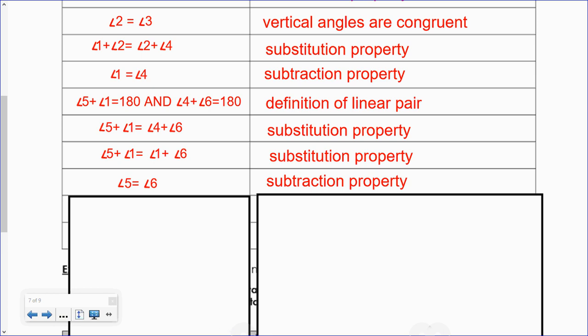So again, your strategy with creating these proofs is start with the given and do everything that you can with the picture until you're completely stuck, and then bring in the information. You notice that we didn't have 5 and 6 until we brought it in after we were done with everything else. So you have to make sure you bring in the information for your proof statement nearer to the end so you can manipulate that information to get to your last statement. Okay? Questions on this one?